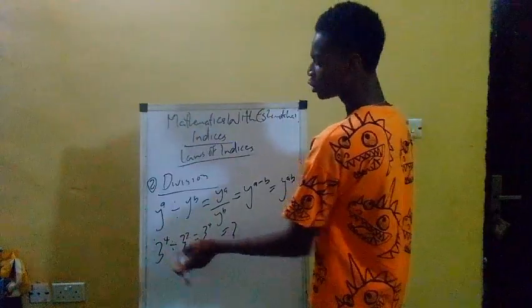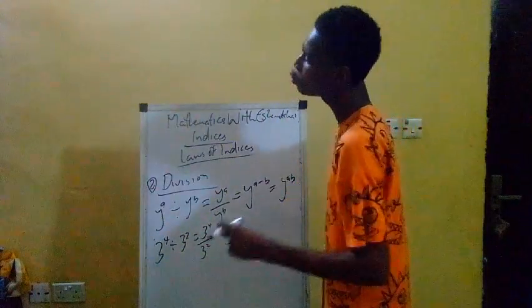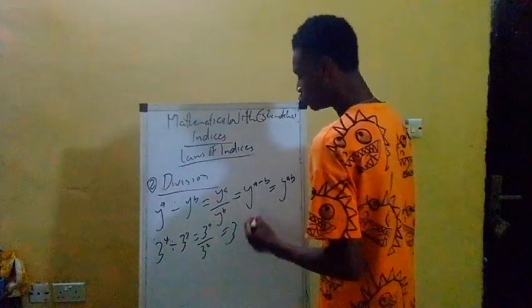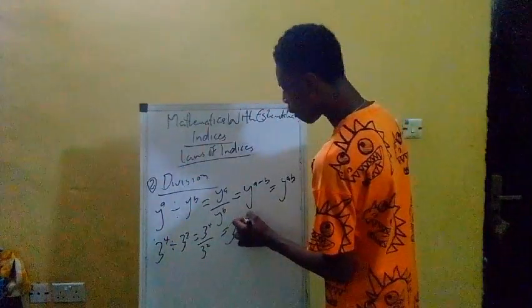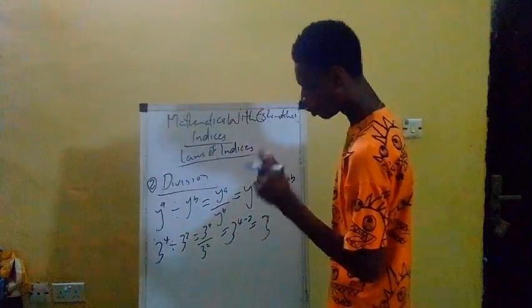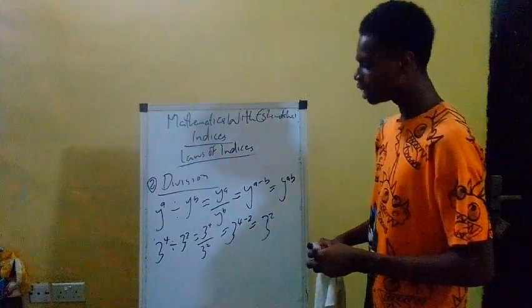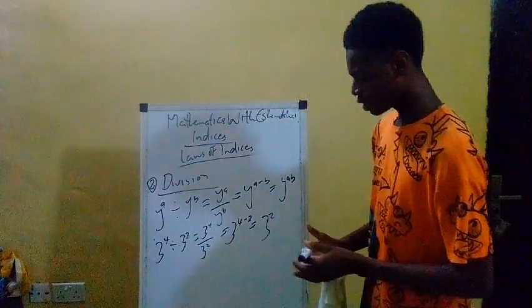Secondly, division. When you see division, in your law of indices, what you do is you subtract. So it will be 4 minus 2. And your answer will be 3 power what? 2. 3 raised to power 2. That is it. Now let's go to the third law of indices.